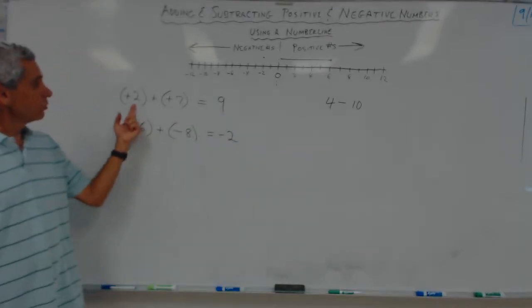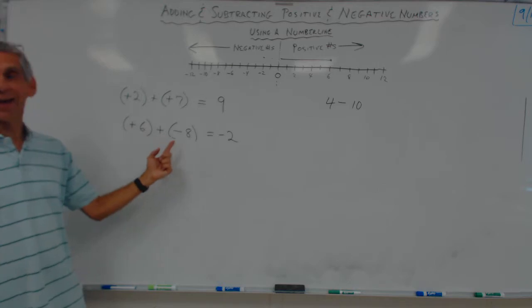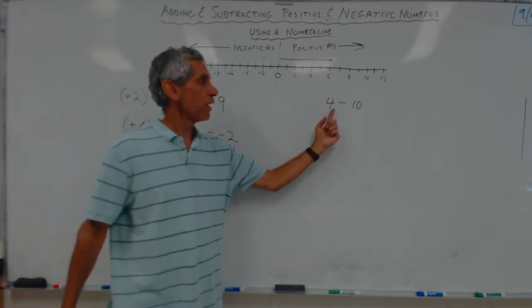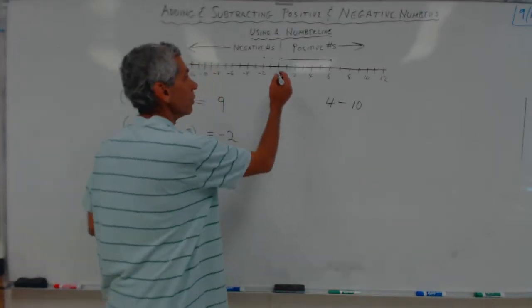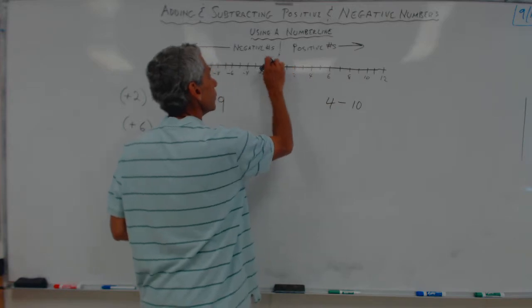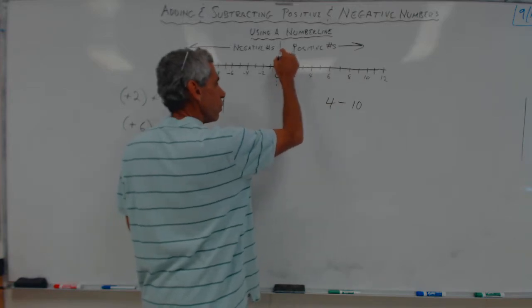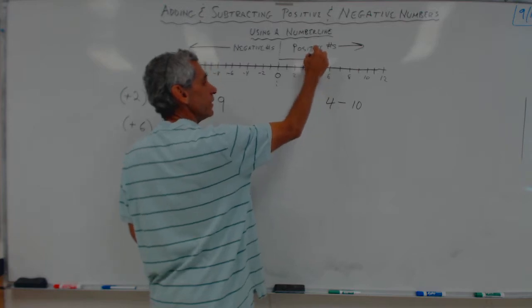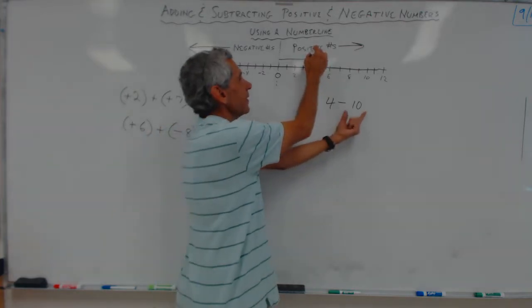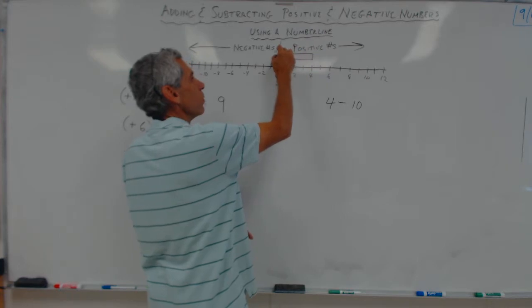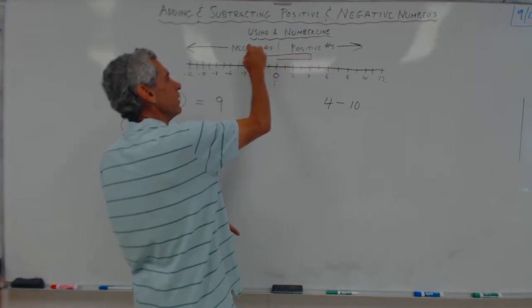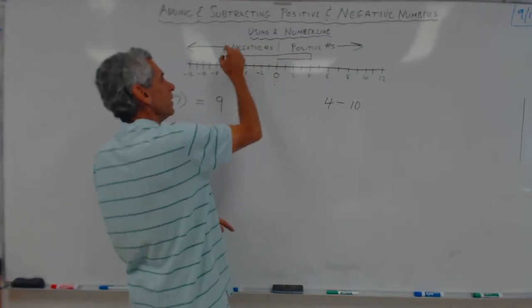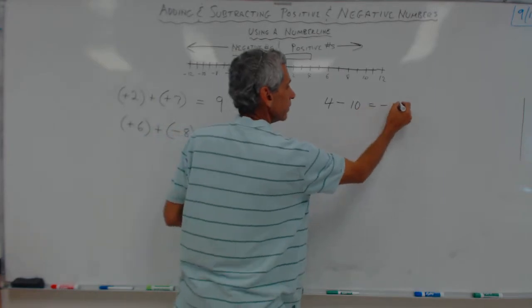So this was 2 and 7, 6 and negative 8. This is 4 and negative 10. So I'm going to start at 0, and I'm going to go over 4, right? And then I'm going to go to the left 10. 4 and negative 10. Negative 4, negative 5, negative 6, negative 7, negative 8, negative 9, negative 10. And that gives me negative 6.